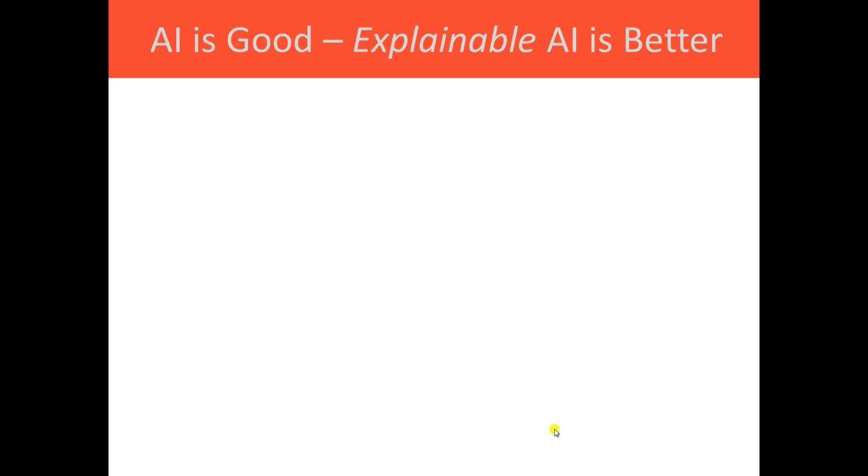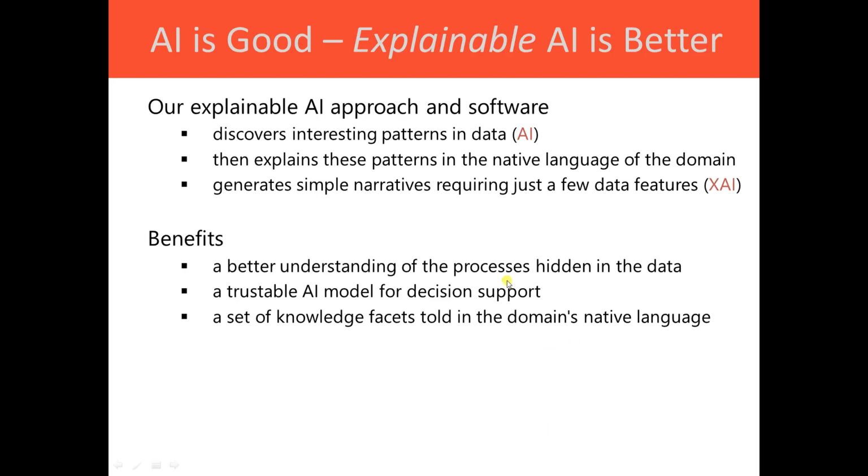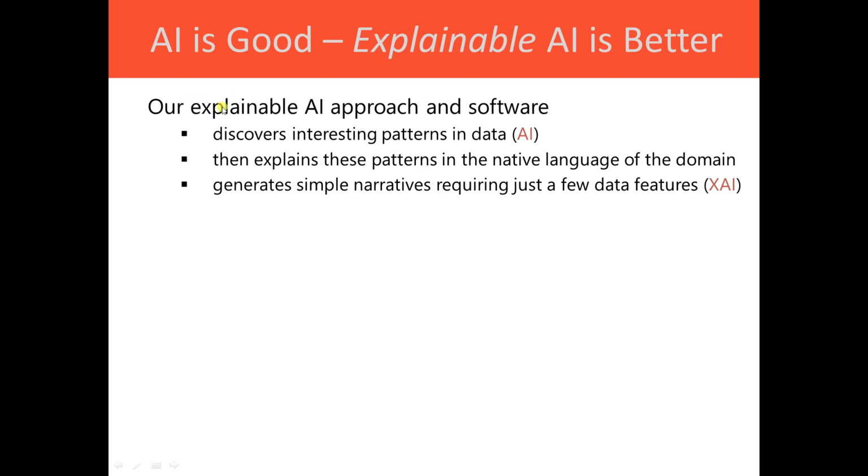So we say AI is good, but explainable AI is better, right? Data analytics is fine, but you have to make it explainable. Otherwise people don't really know what it means. So the explainable AI approach and software that we have created discovers interesting patterns in the data, which is the artificial intelligence part, and then explains these patterns in the native language of the domain and generates simple narratives requiring just a few data features, which is the explainable AI part, right?